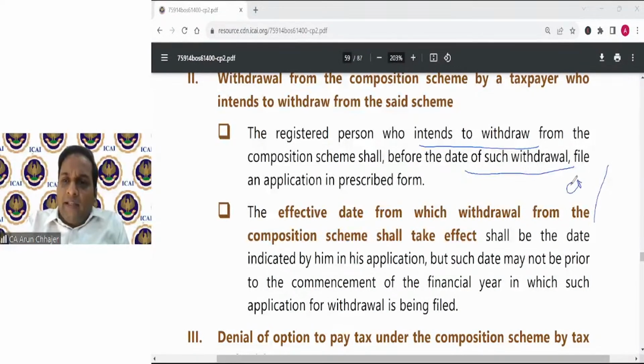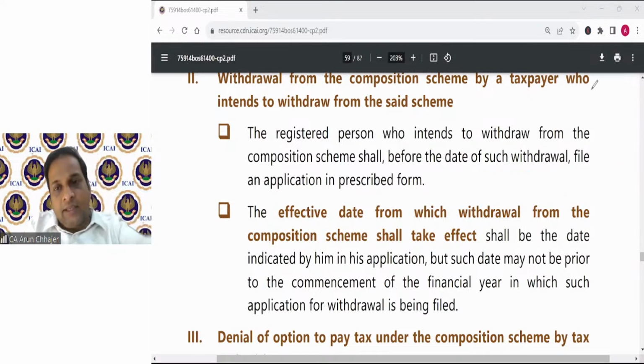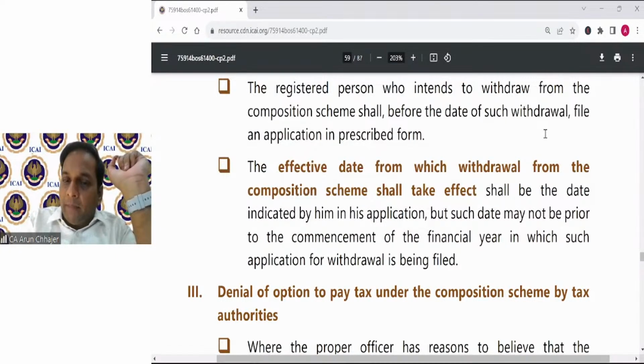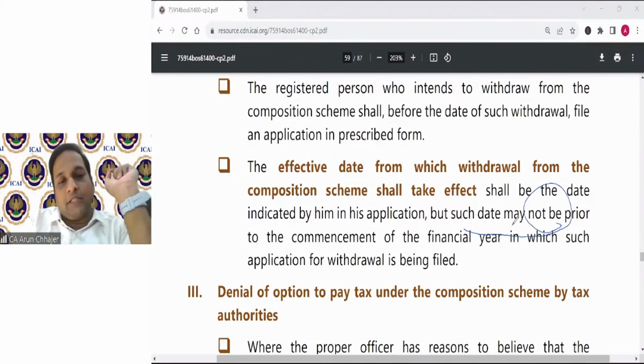So there are various forms in the composition: CMP 01, 02, 03, 04. That is not part of your syllabus, but I'm giving the number for your practical understanding. The effective date of withdrawal from the composition shall be the date indicated by him in the application, but such date may not be prior to the commencement of the financial year, before the start of the financial year.